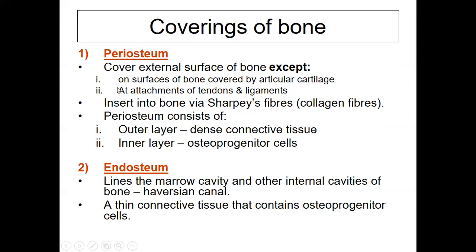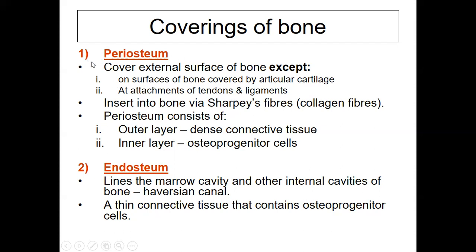Okay, and also at the attachment of the tendon and also ligaments. Okay, that is the exceptions. So most of the part of the bone is covered by the periosteum except this area. Please remember, the surface of the bone that is covered by the articular cartilage and also at the attachment of the tendons and ligaments, these are the areas which are not covered by the periosteum.